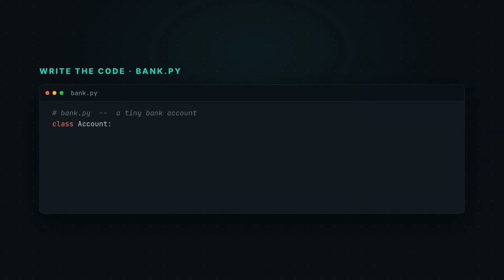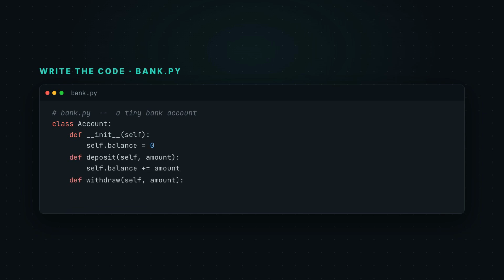Let's write the code first. Here's the whole account. Nothing hidden. It starts with a balance of 0. Deposit adds money. Withdraw takes it out. But look closely at that guard. If the balance is above 0, subtract the amount. It looks careful, doesn't it? Hold that thought. We'll come back to it.